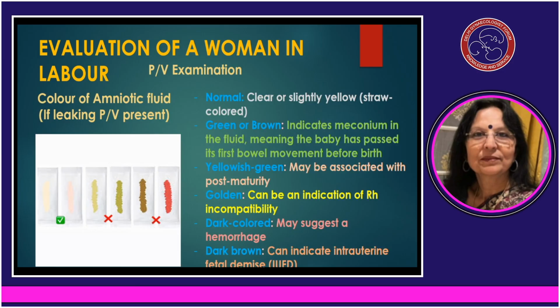Whether it is normal, that is slightly yellow. In case it is meconium stained, either green or brown, it indicates fetal distress. In case it is yellowish green, it is post-mature. Golden is because of Rh incompatibility. A dark color may suggest a hemorrhage, and a dark brown can also indicate an intrauterine fetal death.